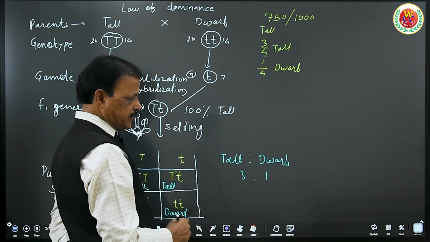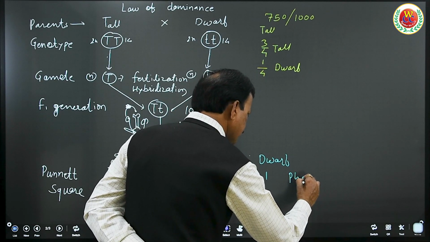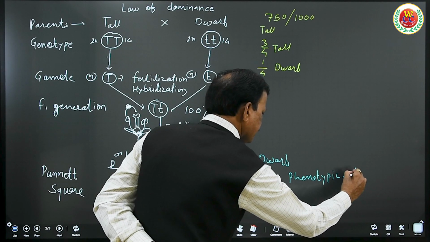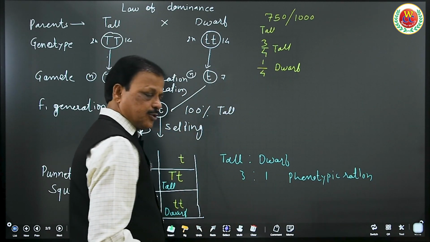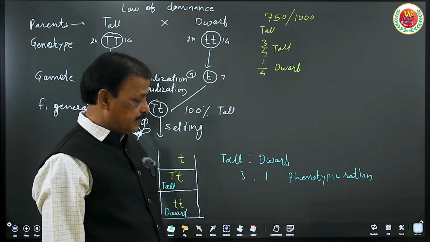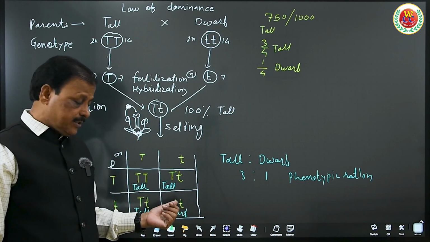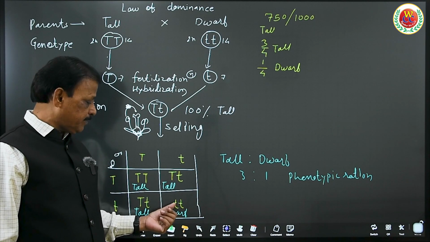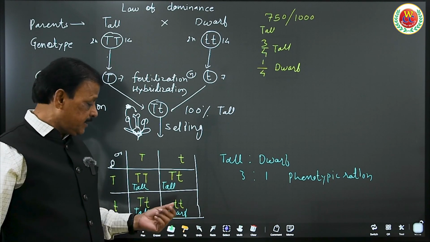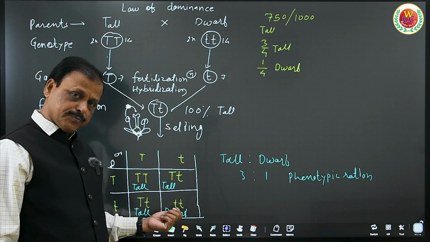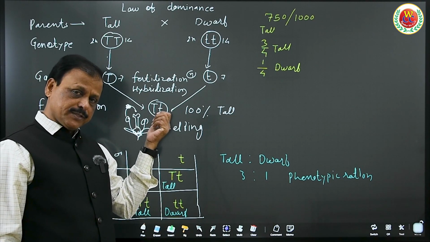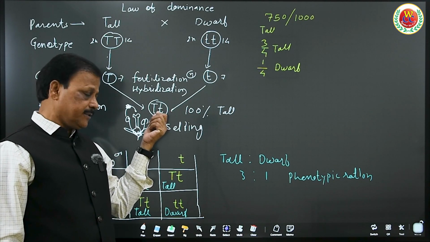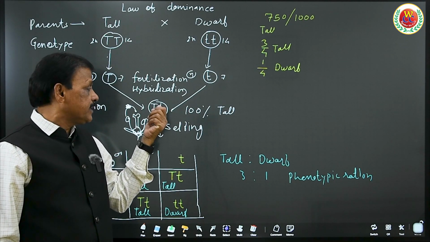This is the phenotypic ratio. What is this? Phenotypic ratio. 75% tall, 25% dwarf. When he saw that a few plants, that is about 25% of the plants, are dwarf, that means the gene which controls the dwarfness was present in F1 generation but could not express. That means that gene does not express in presence of its allele.